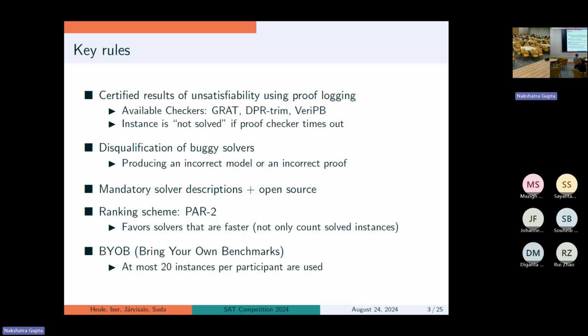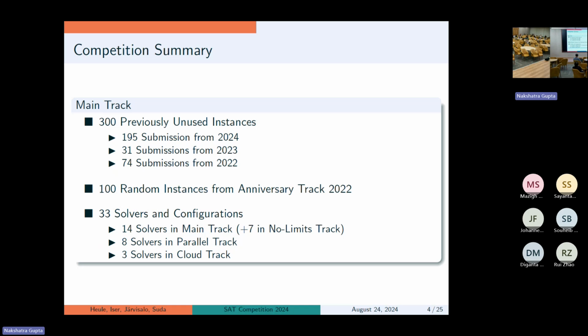So then we had this bring-your-own-benchmark rule, our community-driven approach to create challenging benchmark sets. Each participant was supposed to submit 20 interesting benchmarks, of which we selected most of the benchmarks. Here are some details on how we selected the benchmarks. I will also publish a script that you can run to select the benchmarks, and you can look at the numbers of how we selected them. We used 300 previously unused benchmarks, among which 195 were submitted this year. Then we also selected some unused submissions from the previous 2 years. And then we augmented that set by 100 random instances sampled from the anniversary track.